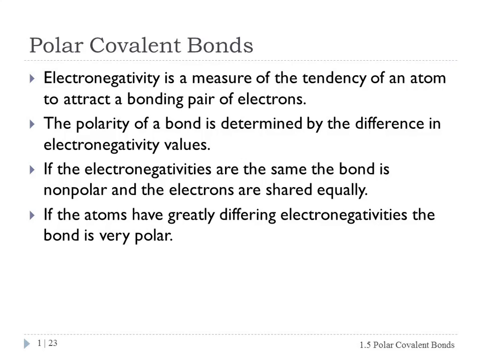Polar covalent bonds. Just to review, electronegativity is the tendency of an atom to attract a bonding pair of electrons. And so we talk about the polarity of a bond. That depends on the difference in the electronegativity values for the atoms involved in that bond. If the electronegativities are the same or very similar, the bond is nonpolar because the electrons are shared equally. But if the electronegativity difference is great, then the bond is polar.